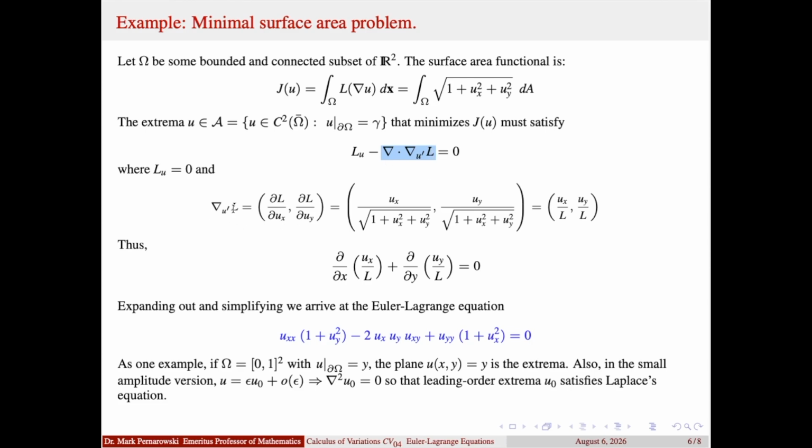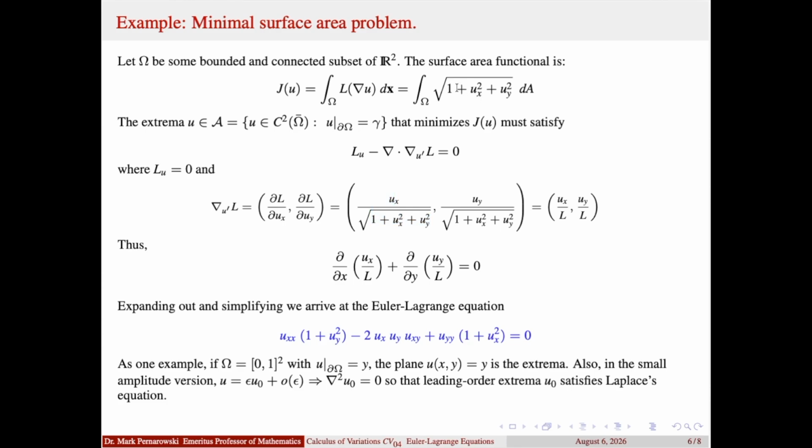So let's take the gradient of L in the u prime argument. That's the partial of L in u sub x and partial of L in u sub y. So now you can see what this thing here really means. It's fairly easy. If I take the partial of L in the u sub x argument, well, u sub x occurs here. So I'm going to take the derivative of this whole term in the u sub x argument, and I will get this expression.